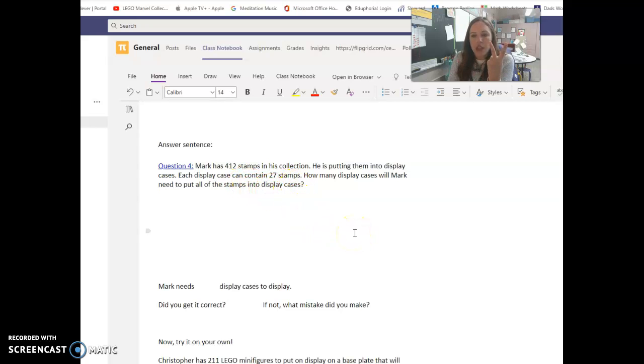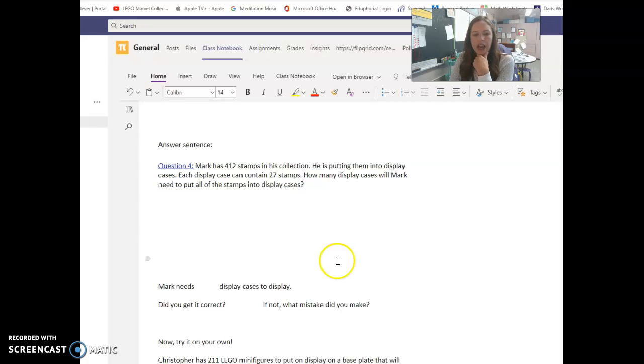So I think two things tripped us up here. First was our multiples of 27. And second is we didn't actually answer the question. We just solved the problem. So that's why we are putting our answers in these sentences, because if we read it out as a sentence, it might make a little more sense versus just solving the problem.